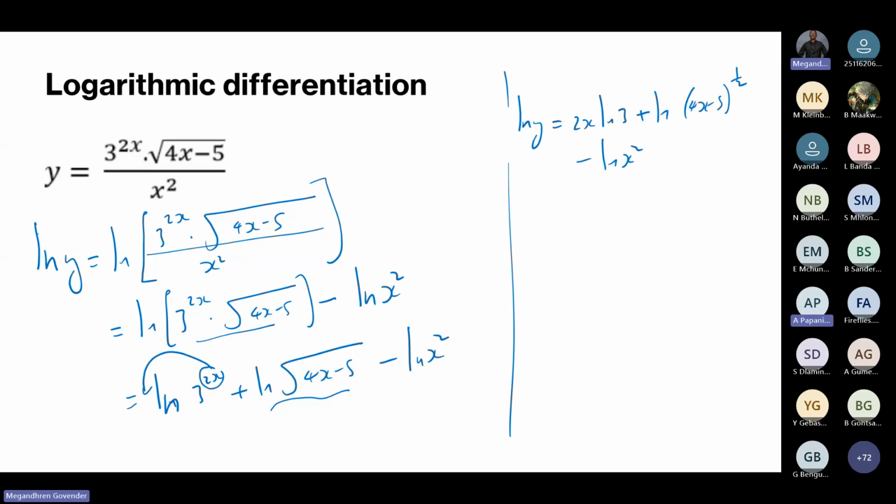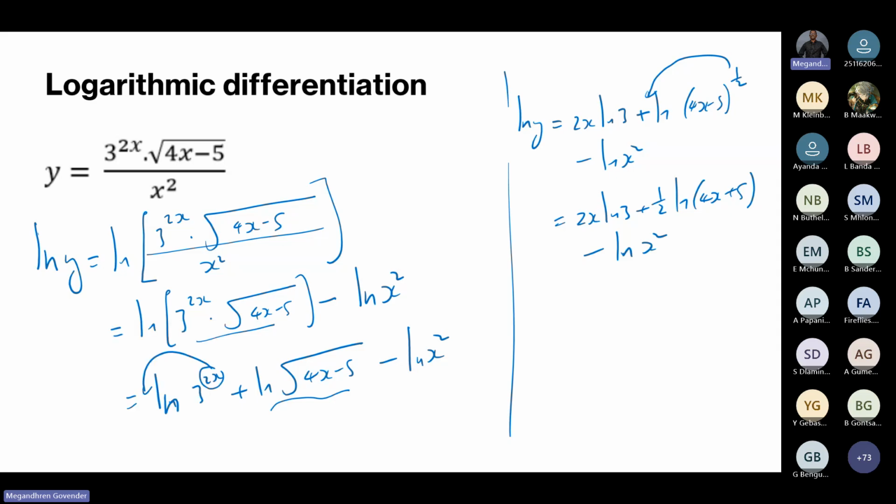Right, excellent. So that becomes 2x. You can take as many lines as you want. The half would pop up in front. Minus ln of x squared. Okay, so everyone should have got to this point here at least. Yes. Excellent. Now we start to differentiate.